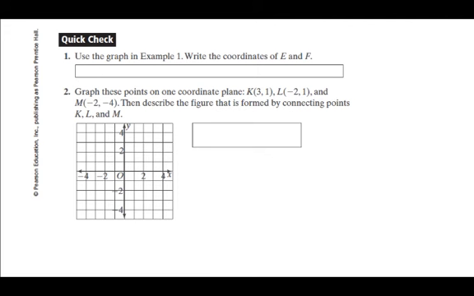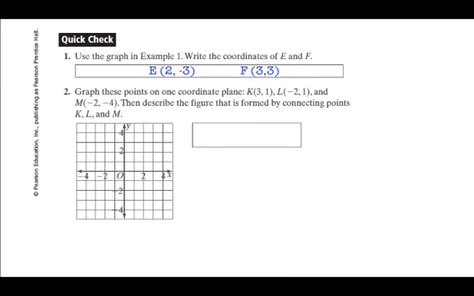The coordinates for point E are 2, -3. Be sure that you put parentheses around the 2 points together. The coordinates for point F are 3, 3, because you had to go right 3 and up 3.